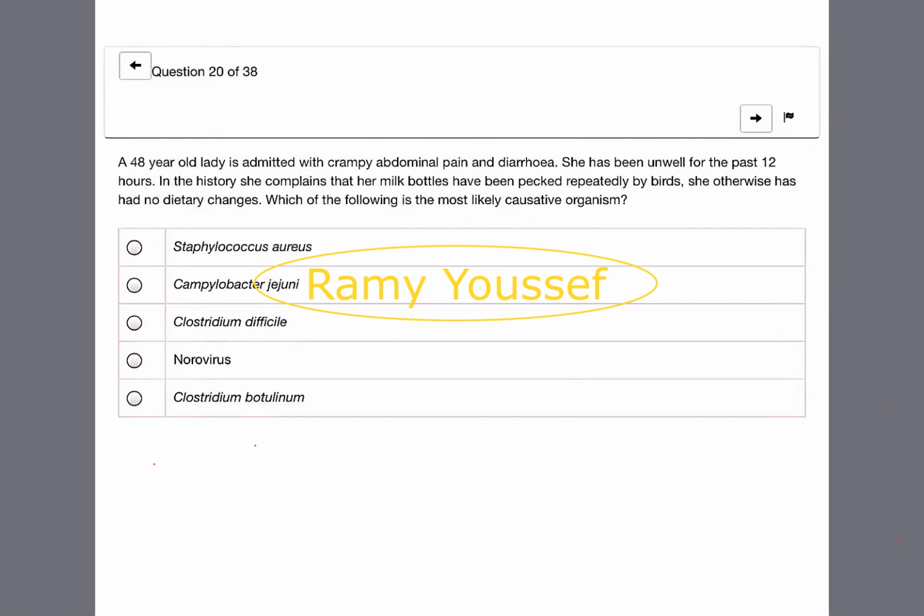A 48-year-old lady is admitted with crampy abdominal pain and diarrhea. She has been unwell for the past 12 hours. In the history, she complains that her milk bottles have been pecked repeatedly by birds. She otherwise has had no dietary changes. Which of the following is the most likely causative organism? Staph aureus, Campylobacter jejuni, Clostridium difficile, norovirus, Clostridium botulinum. I think I'm between B and C, which may be infected through birds. I think B.